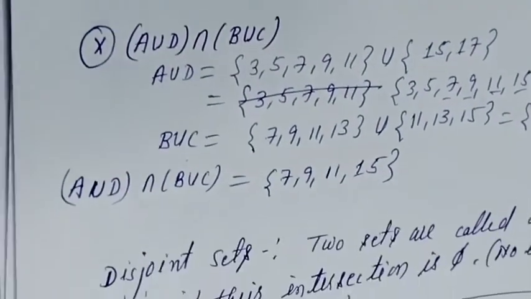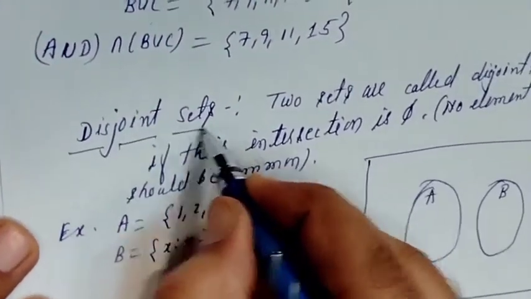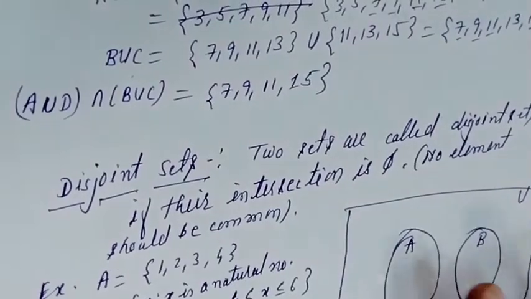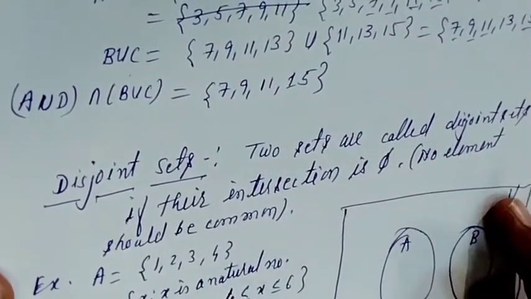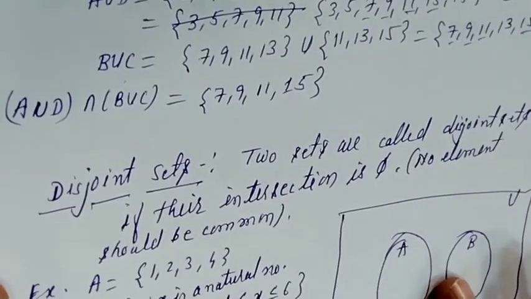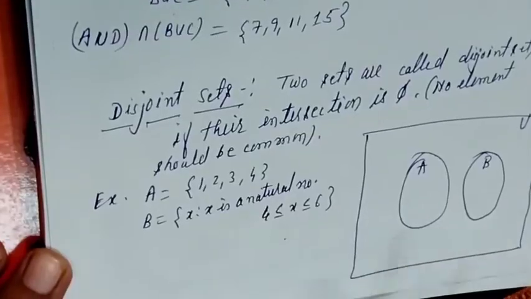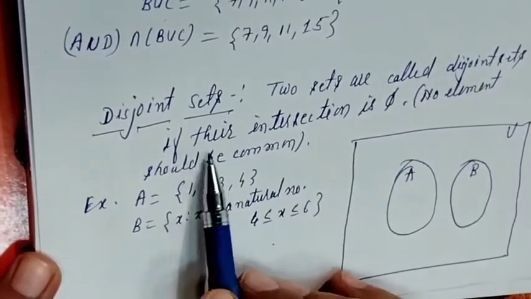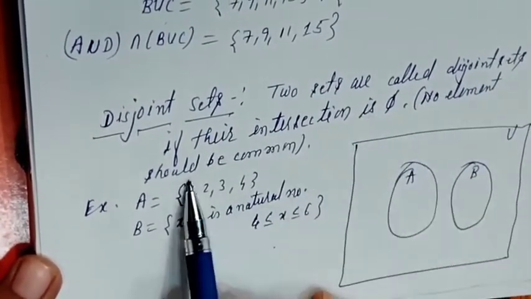Now you should know what disjoint sets are. If in two sets nothing is common, there is no common element between A and B, just like a Venn diagram. This is the universal set, set A and set B. Nothing is common in them. So I have written the definition: two sets are said to be disjoint sets if their intersection is phi. No element should be common.